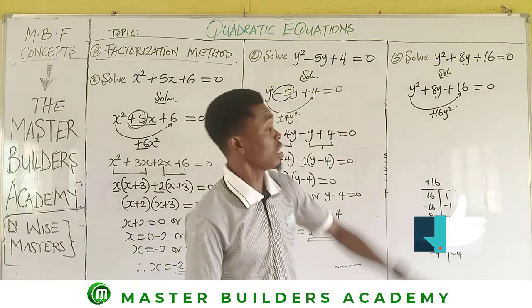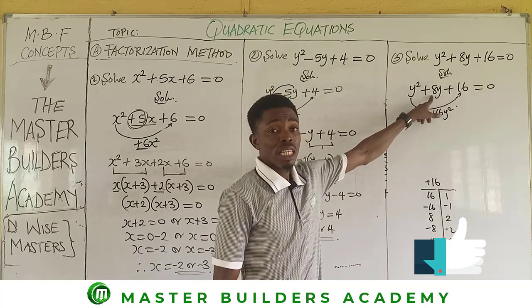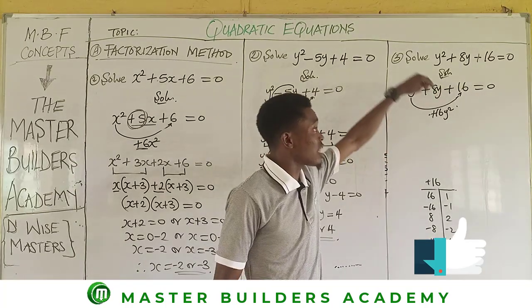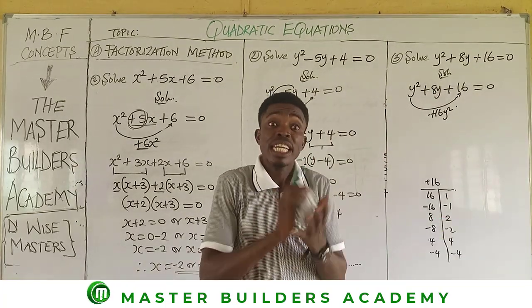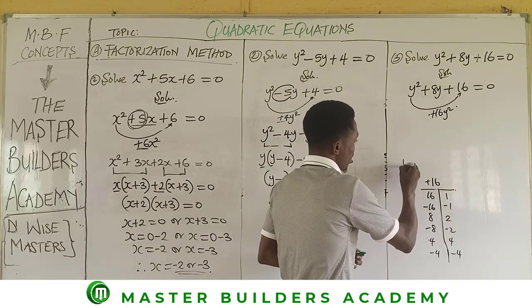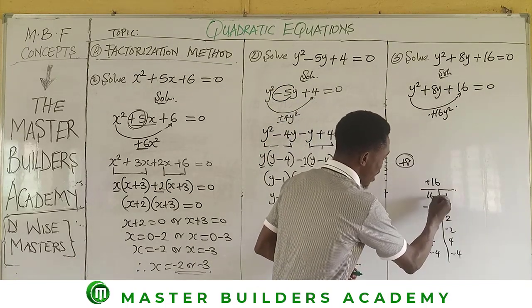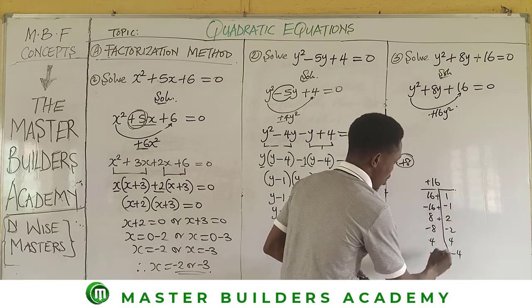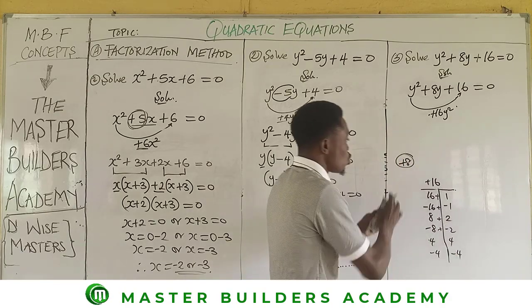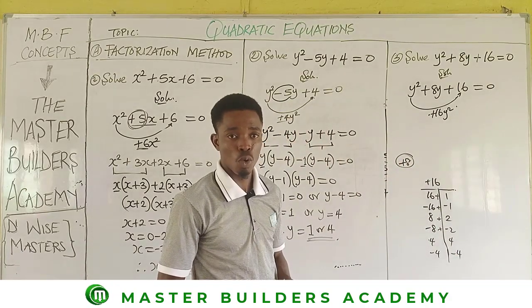Among these 5 factors is the middle term here. Now, the middle term is plus 8y. That shows that the coefficient of the middle term is plus 8. So we put down this plus 8 here, and then come here, add up all of these factors. Any of these factors that gives you plus 8 is the one we are going to go with.